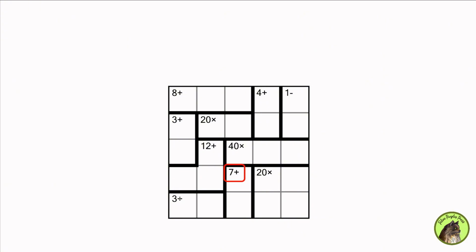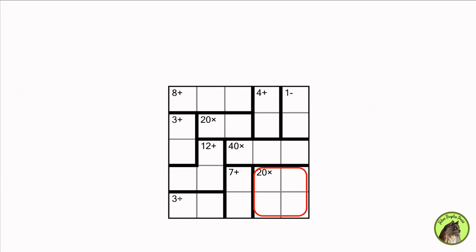So, for example, this 7 plus means adding both values in this block will result in a 7. This can be achieved with 1 and 6, 2 and 5, or 3 and 4, in any order. Unlike many other puzzles like this, numbers can repeat within a block, but, obviously, for this the block needs to extend to more than one row and column.